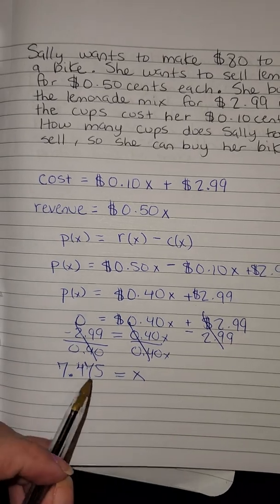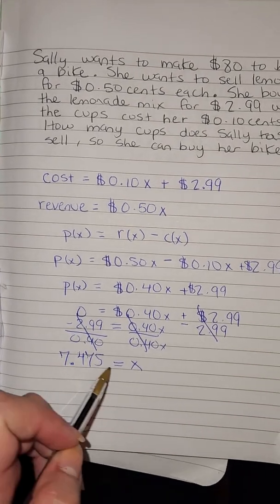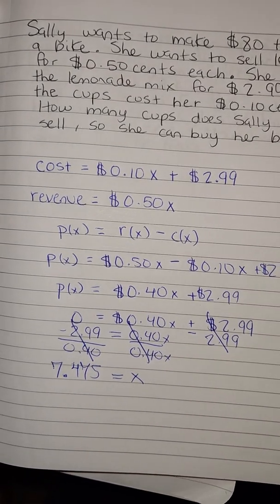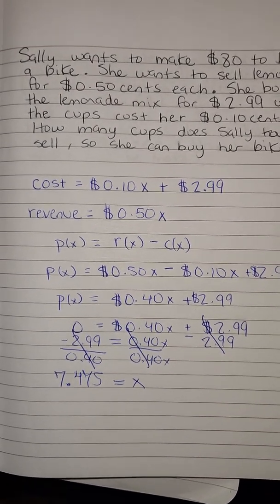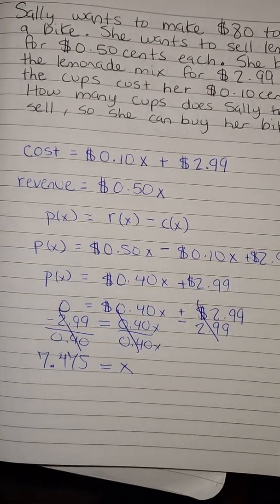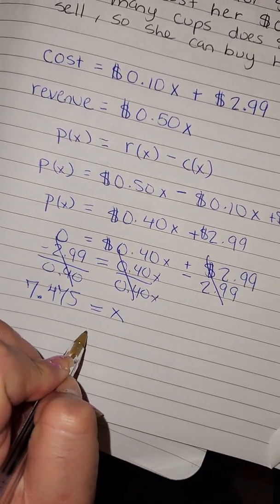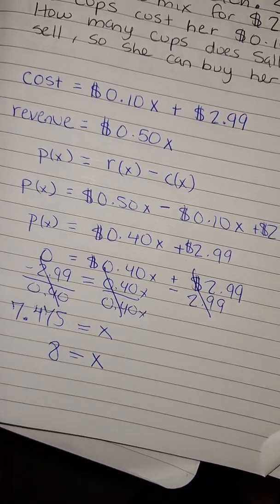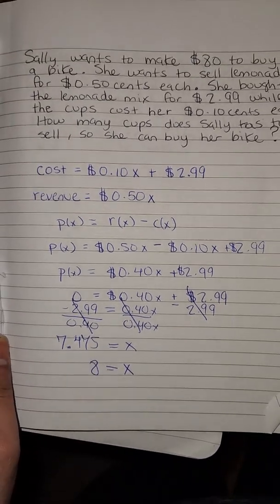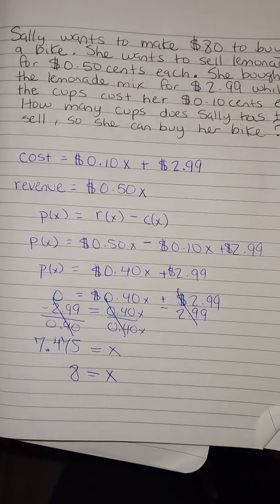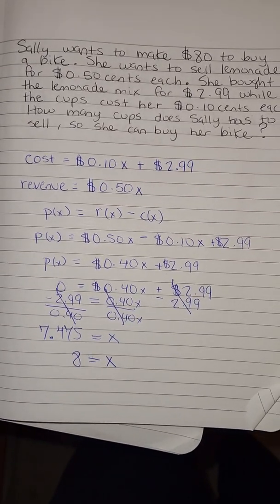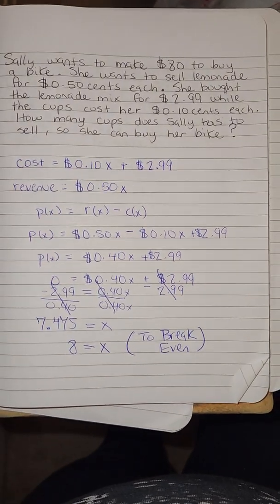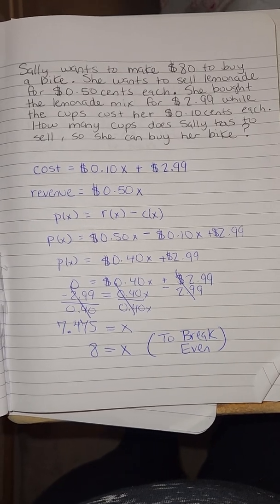But we cannot have a decimal number here, because she cannot sell a decimal amount of cups. So we're going to round up. So X is equal to 8. Eight cups. So Sally, if she wants to break even, she is going to have to sell 8 cups to break even. That's in order for her to break even.